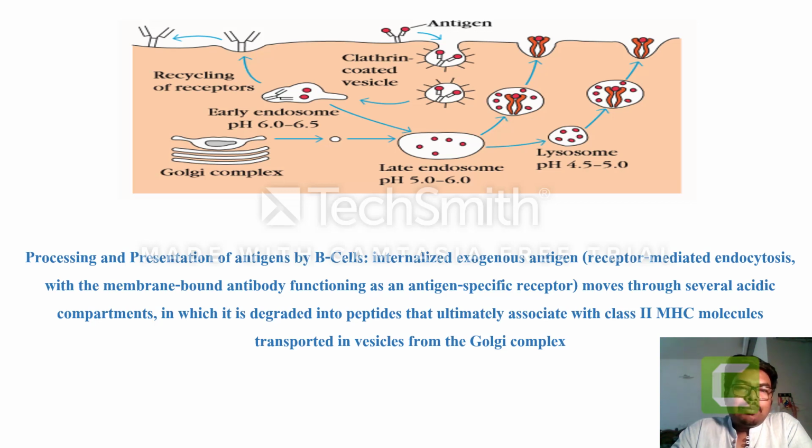However, the antigenic protein which was internalized will now fuse with late endosomes and finally with the lysosomes, where they will be fragmented into peptide fragments of various sizes. An appropriate size peptide fragment may be complexed with class 2 MHC molecules and finally delivered towards the surface for display to T helper cells.